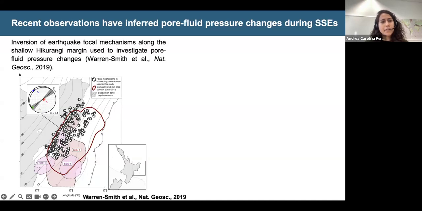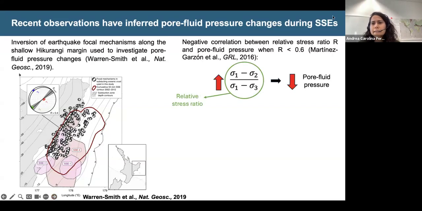Here, inversion of focal earthquake mechanisms was used to investigate pore fluid pressure changes. The focal mechanisms were constrained for earthquakes within the subducting Pacific slab. And what they did was calculate what is called the relative stress ratio, which relates the difference between the principal and intermediate compressive stresses.